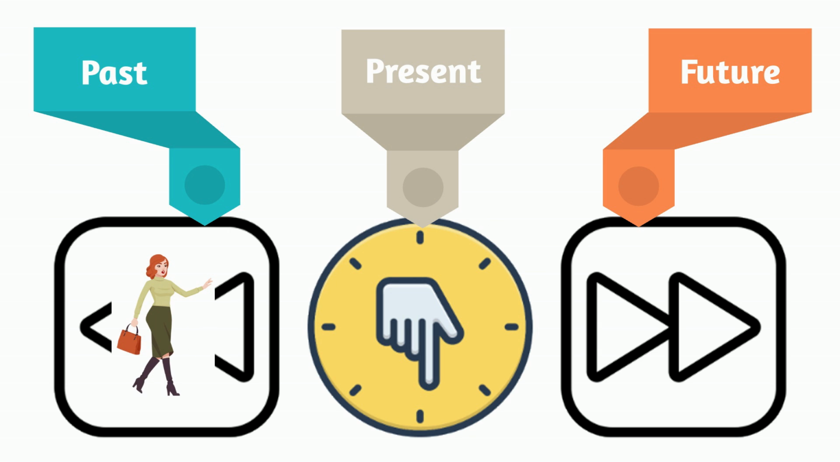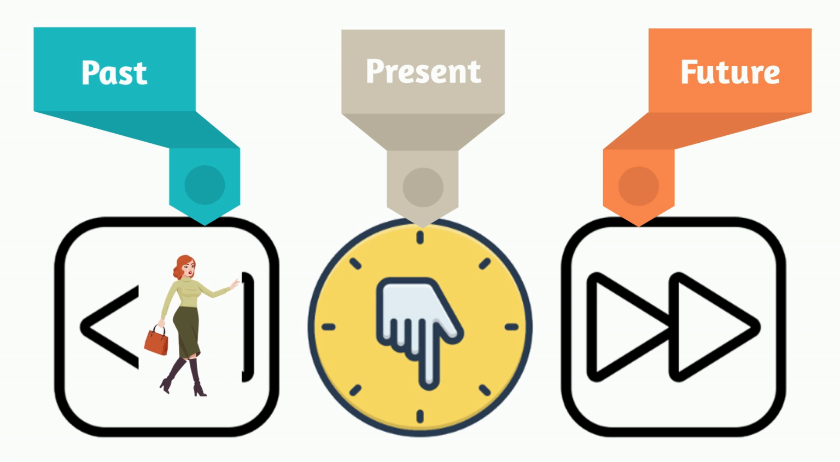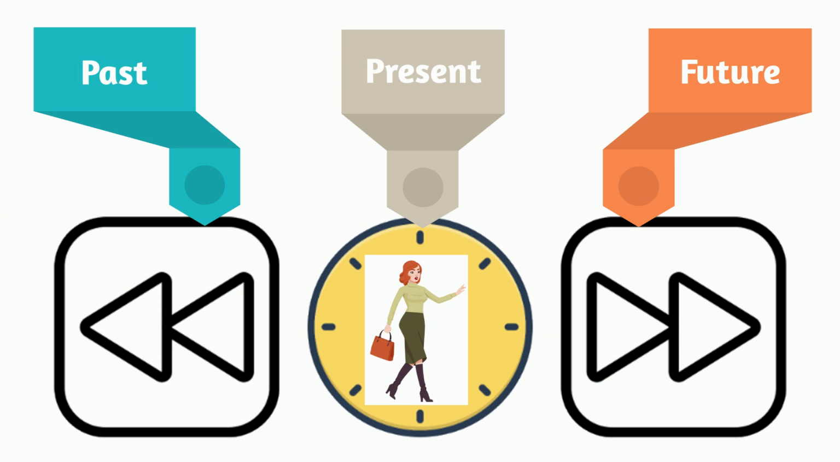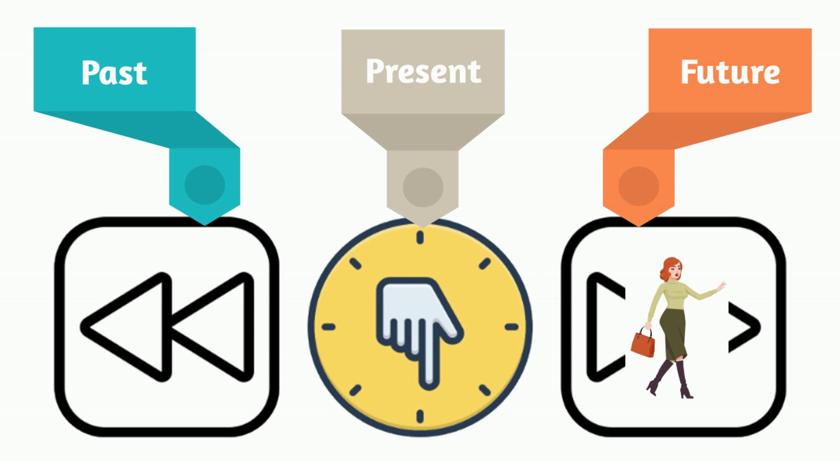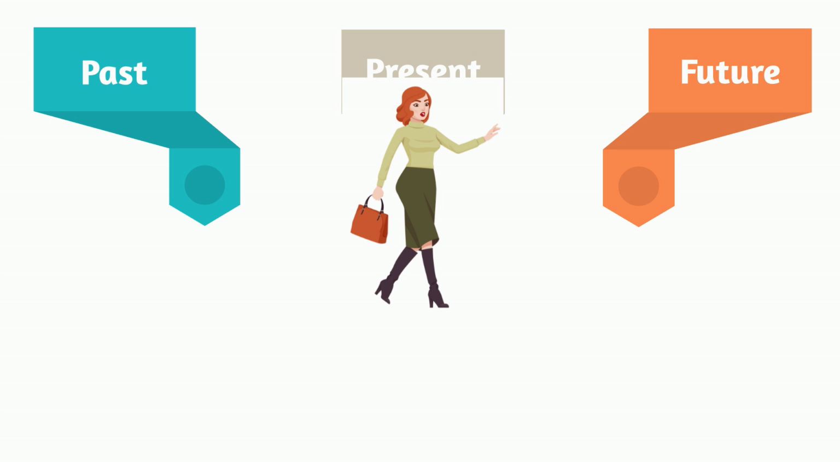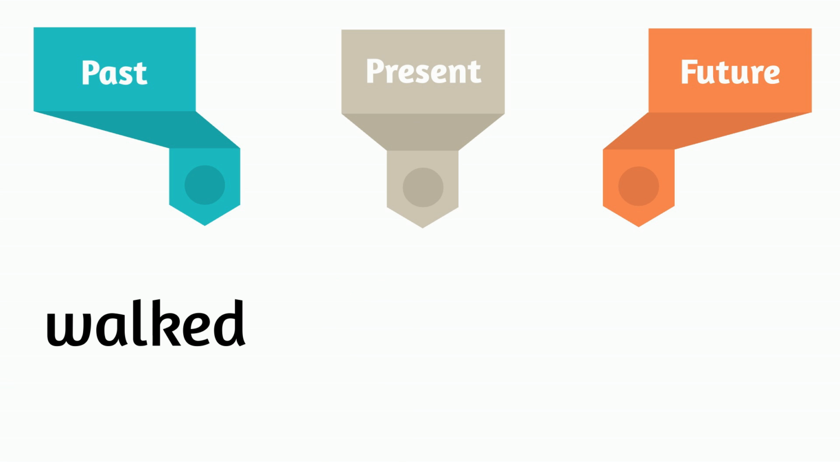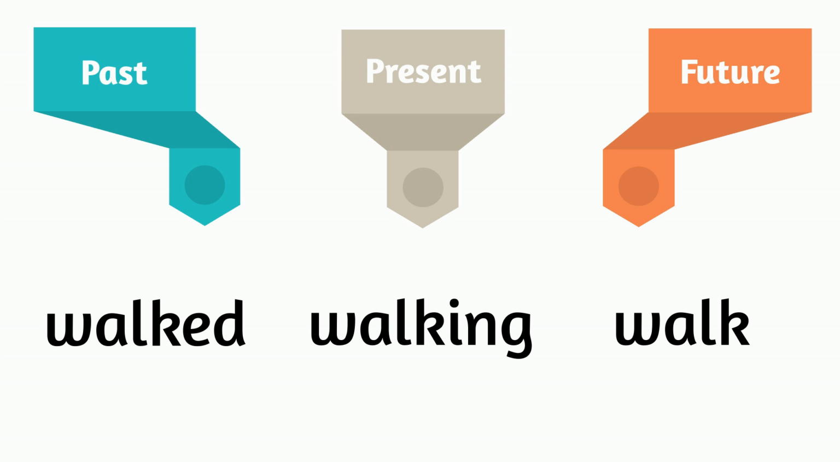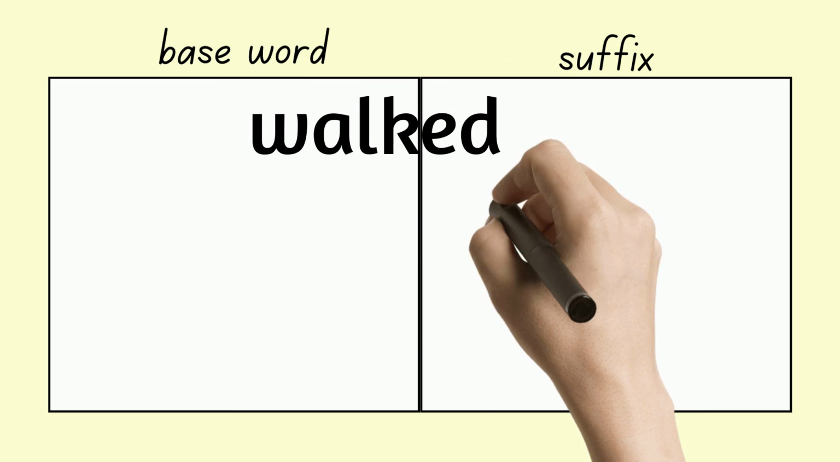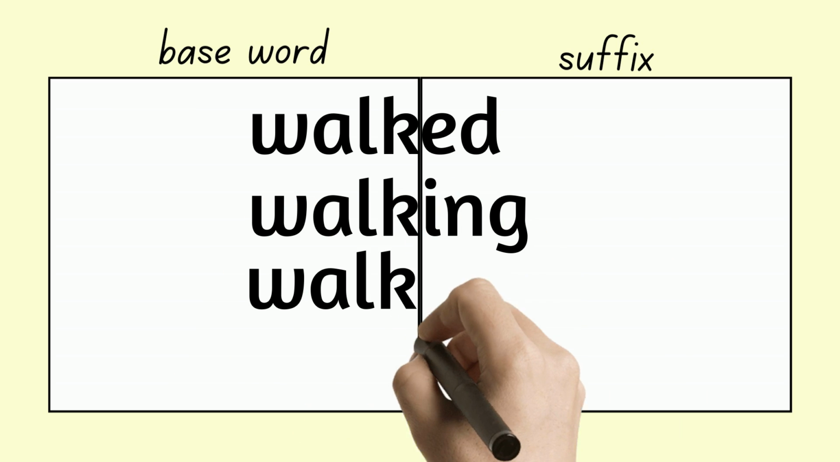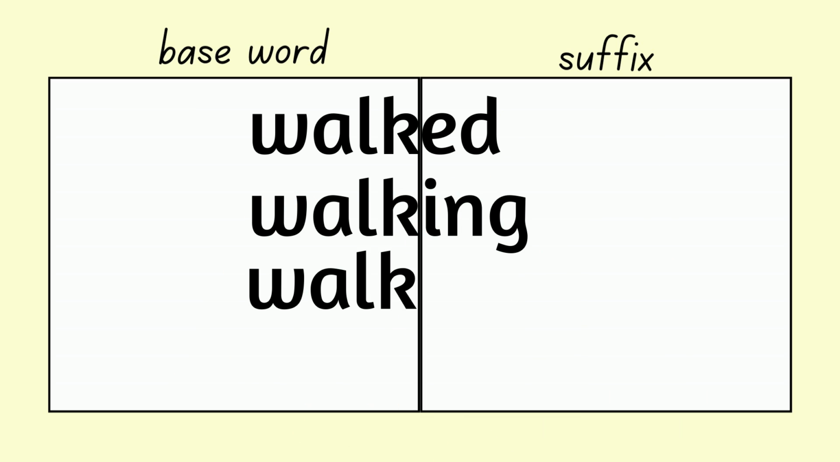Let's look at our new tricky word, walk. This morning I walked to the shop. Right now I am walking to the shop. Tomorrow I will walk to the shop. The past tense word for walk is walked, whereas present tense is walking and future tense is just walk. Again, you can see that the base word remains unchanged. It is walk for all of them, but the suffix is different depending on when the walking occurred.